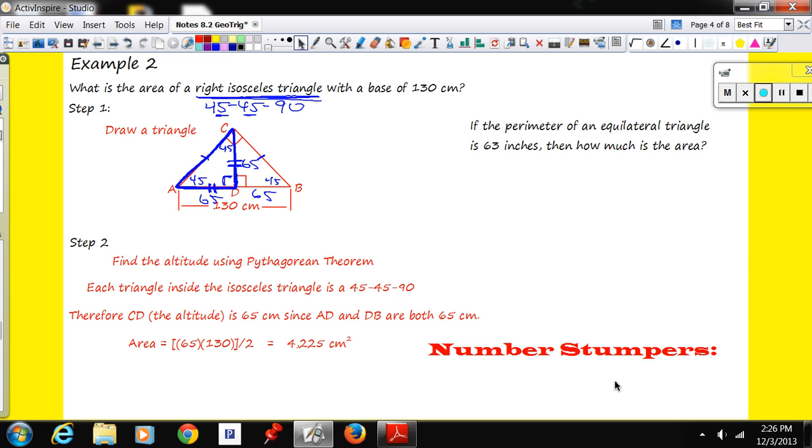Therefore, the area would be your base, 130, times your height of 65, and then divide by 2. So 130 times 65 divided by 2, you get 4,225 square centimeters.